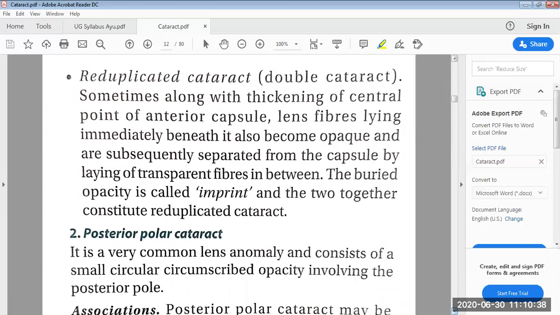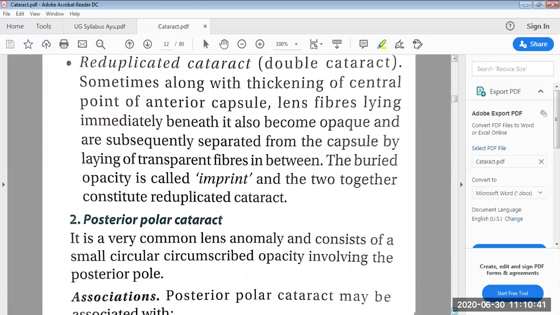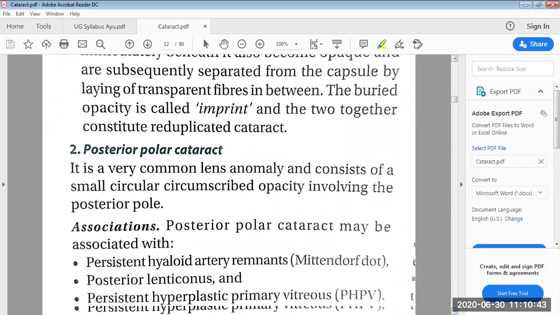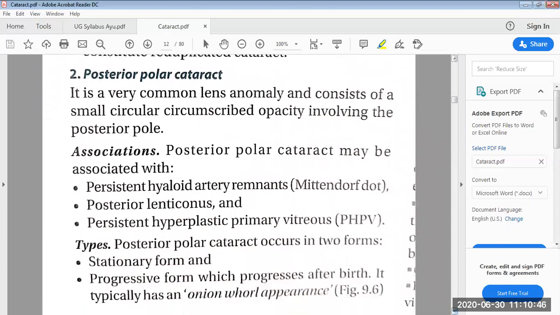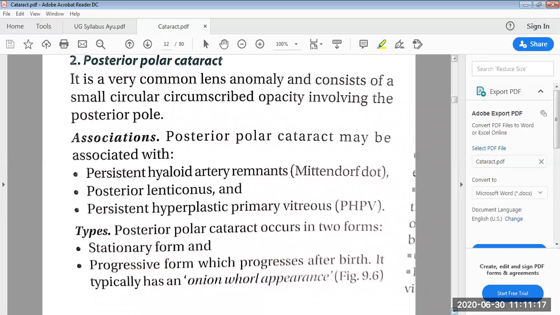Then the next type of polar cataract is the posterior polar cataract. It is a very common lens anomaly and consists of a small circular circumscribed opacity involving the posterior pole. Associations: posterior polar cataract may be associated with persistent hyaloid artery remnants, which is called the Mittendorf dot, with posterior lenticonus, and with persistent hyperplastic primary vitreous (PHPV).